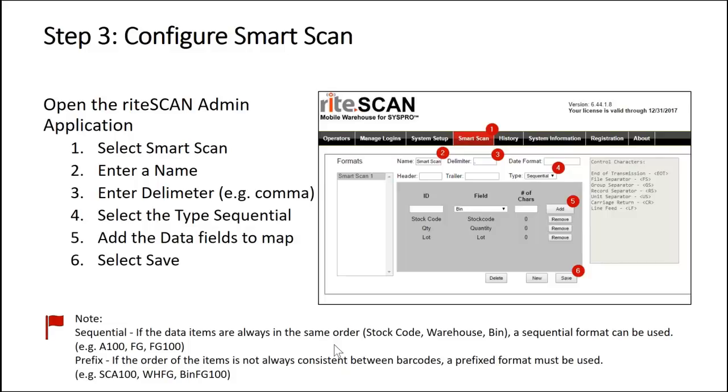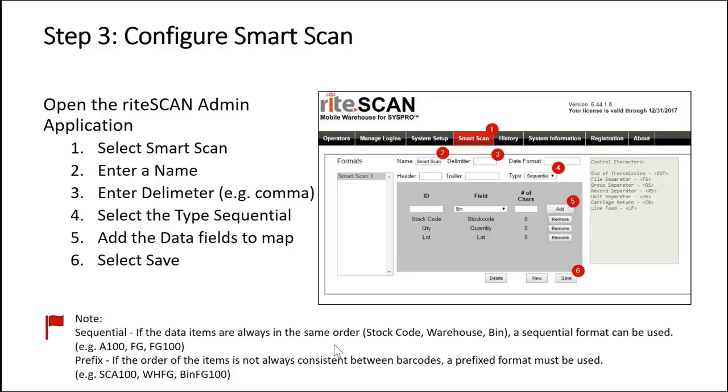There are two different concepts to SmartScan as far as how you can set up a barcode with multiple pieces of data. The first one is sequential, and what that means is basically if I'm always having a barcode where I know the order of the data variables is always going to be stock code, warehouse, bin, and that's not going to change, sequential is going to be the best way to set up that SmartScan. That's typically what most people are going to do because the barcodes they're using aren't changing their data variable orders.